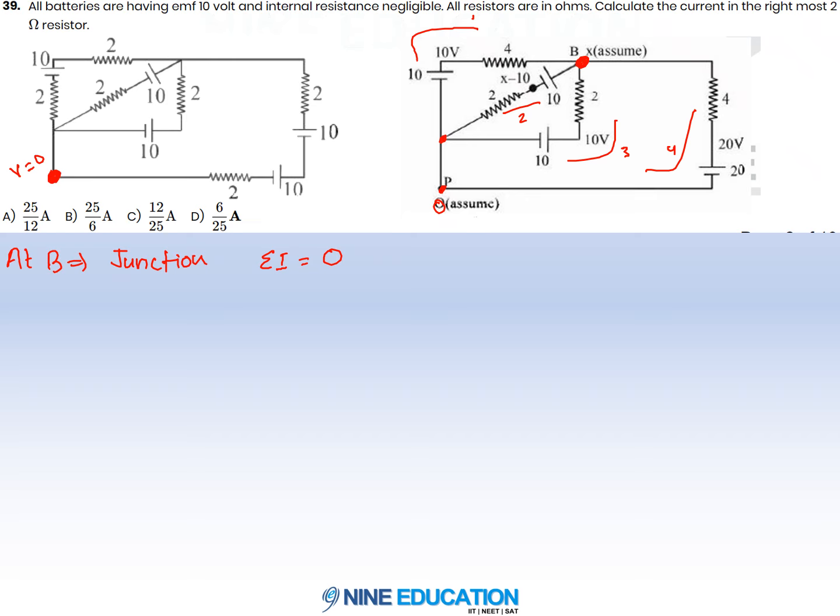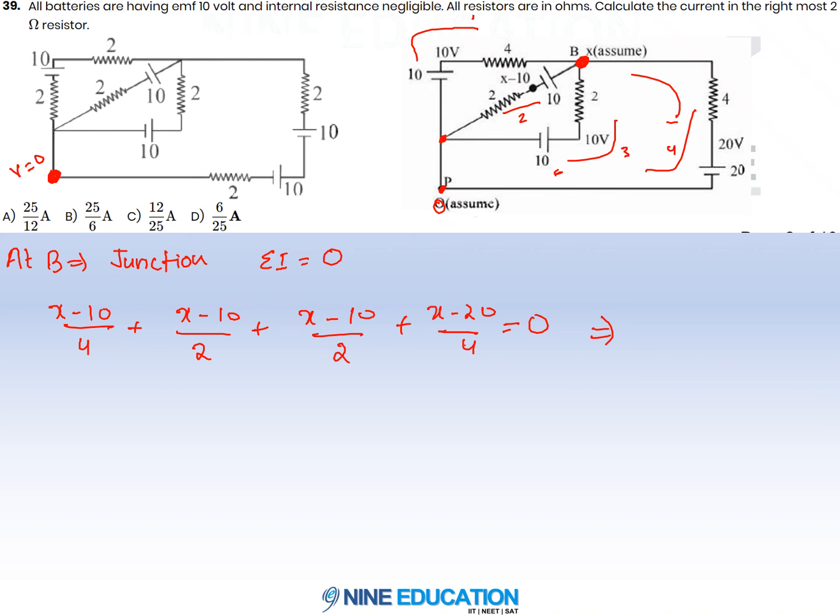So the sum of all currents: the current in the first branch is (x minus 10) upon 4, plus in the second branch (x minus 10) upon 2, since here we have resistance 2. For the third branch, (x minus 10) upon 2, plus for this branch it becomes (x minus 20) by 4, equals 0.